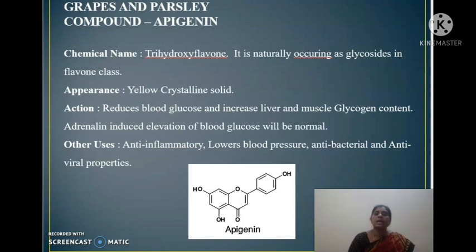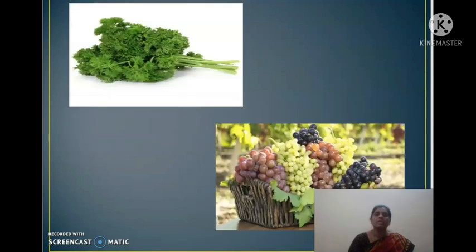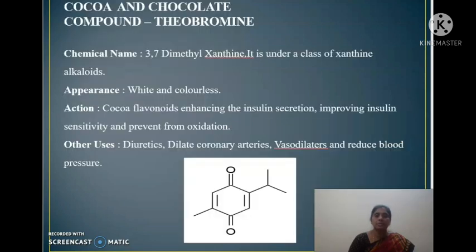Apart from that, it acts as an anti-inflammatory agent. It lowers the blood pressure. It has antibacterial and antiviral properties. This is the chemical structure of apigenin. This is a picture of parsley and grapes.